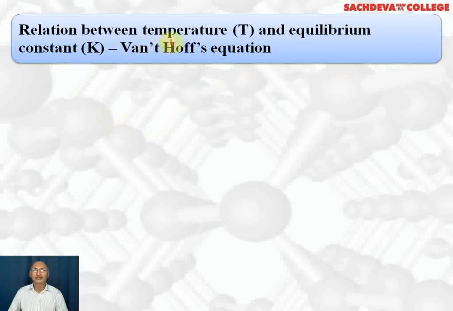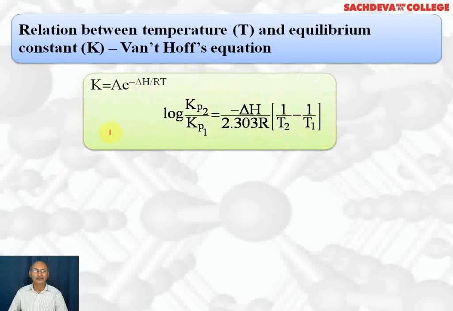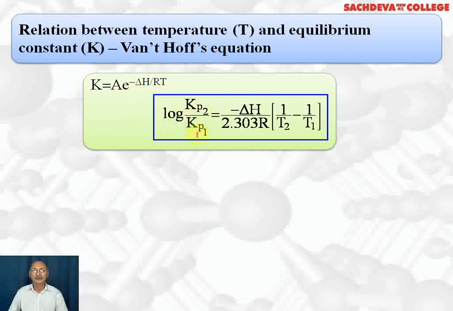Now we are going to take up the relationship between temperature and equilibrium constant. It is given by the Van 't Hoff equation: K is equal to A into e raised to the power minus delta H divided by RT. K is the equilibrium constant, A is the Arrhenius parameter which depends upon collision frequency, delta H is the enthalpy change, R is the gas constant, T is temperature in Kelvin. If we take two equilibrium constants Kp2 and Kp1, the relationship becomes log Kp2 over Kp1 is equal to minus delta H divided by 2.303 R into 1 over T2 minus 1 over T1.